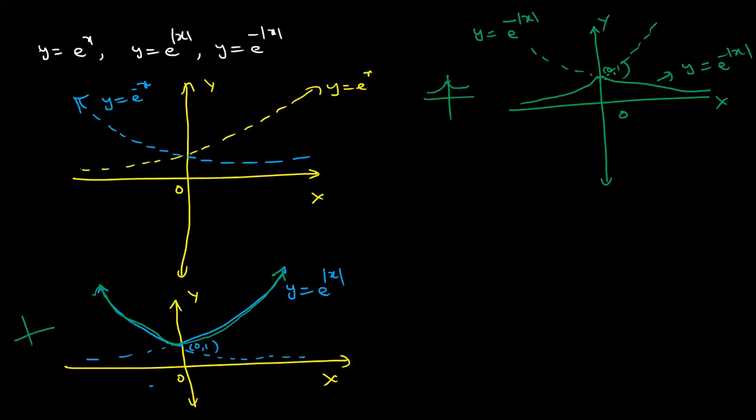For this case, what is the graph? Like that. It's not a V. The curve is there. Like that.